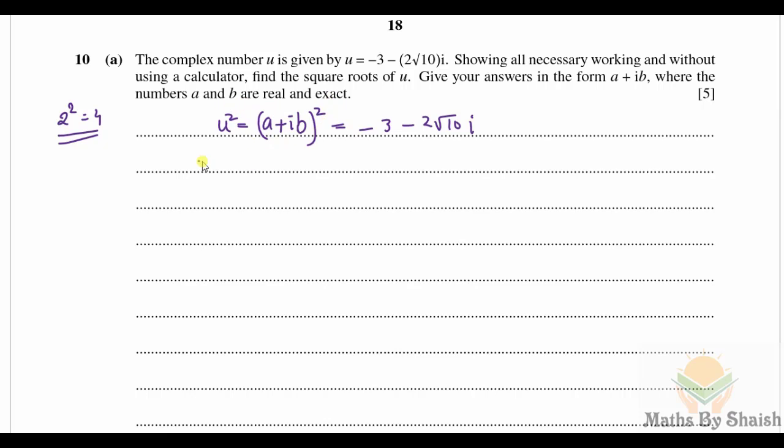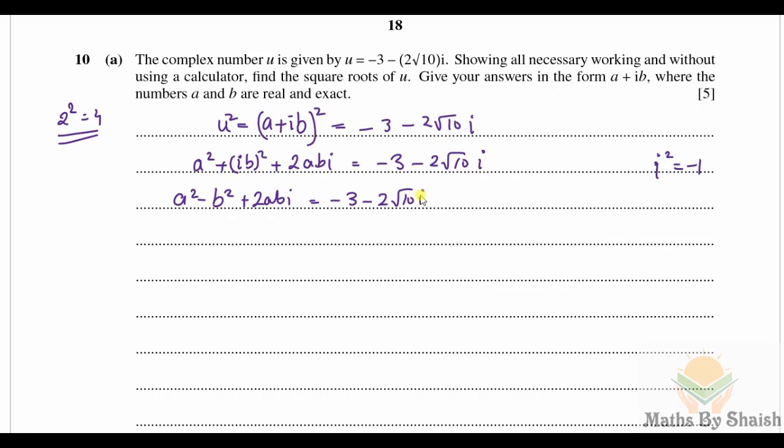So we'll do the square of this and we'll get a square plus iota b whole square plus 2 times a b iota is equal to minus 3 minus 2 root 10 iota. And since iota square is minus 1, we will get a square minus b square plus 2ab iota is equal to minus 3 minus 2 root 10 iota. If we compare the real and imaginary parts, we get a square minus b square is equal to minus 3 and 2ab is equal to 2 root 10.